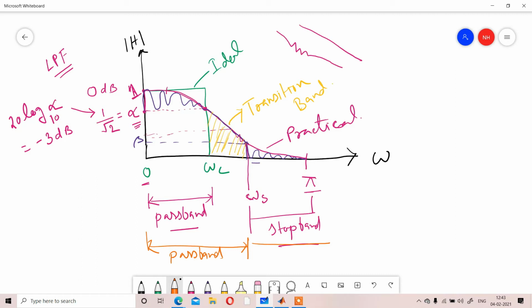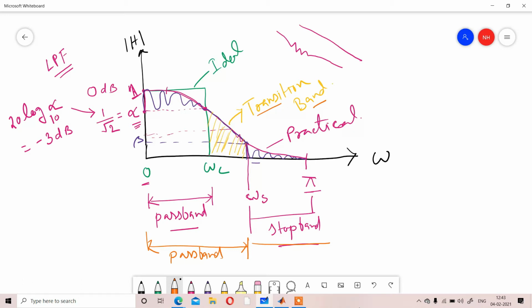And keep in mind, your aim should always be to reduce the transition band. If you are getting the minimum range of the transition band, it means the filter you are getting is of good quality. But the matter is, whenever you are trying to reduce the transition band, what will happen? You need to increase the order of the filter.